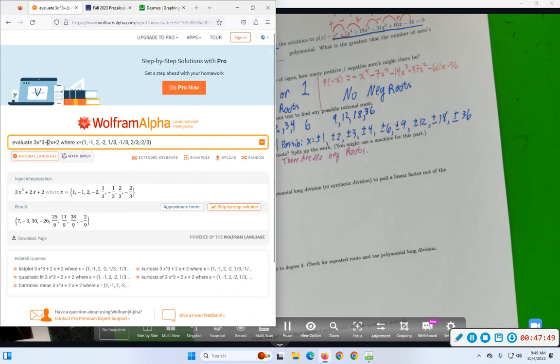Let's go back here. Let's evaluate x raised to the 5th minus 7x to the 4th plus 19x cubed minus 37x squared. I don't like the packing up already. I still have a minute. Plus 60x minus 36, where x is equal to, and I only need to list the positive, 1, 2, 3, 4, 6, 9.